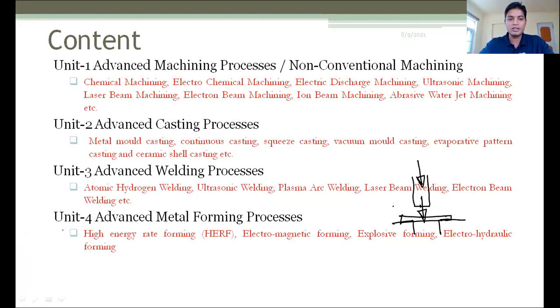So I hope you have studied these things. These are operations in which less deformation occurs.